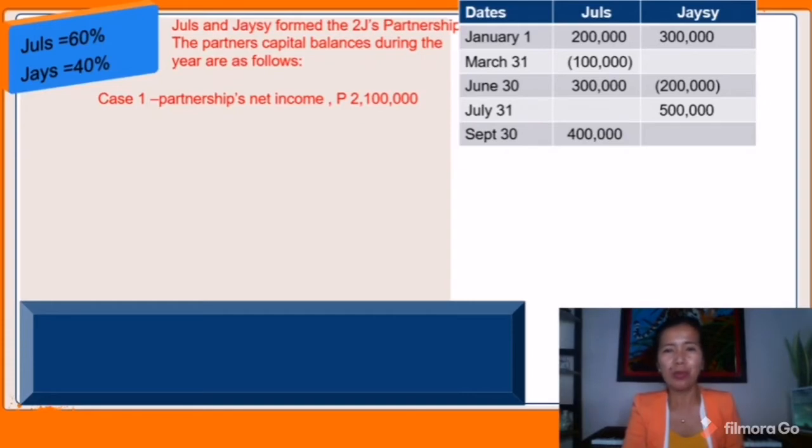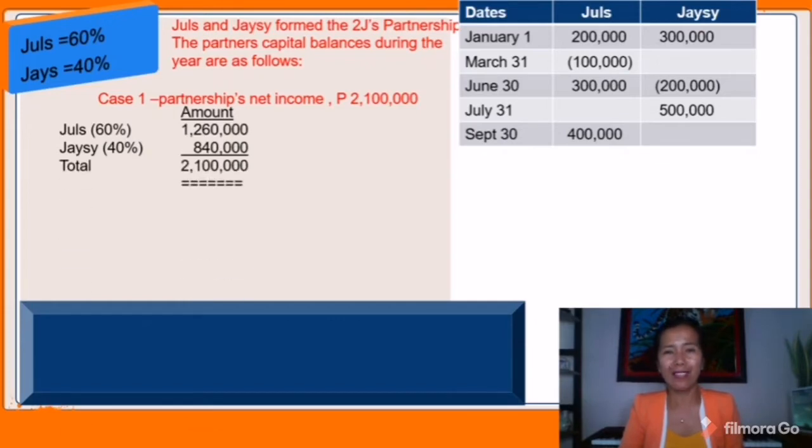Now let's proceed to the next method, with the ratio 60-40, or 6:4. How to answer that one? It's very simple. Let's start with Jules. Since the share of Jules is 60%, that is 60% multiplied by 2,100,000, and the product is 1,260,000. And for JC, that is 40% times 2,100,000, which will give us 840,000, and the total is 2,100,000, the total net income being distributed among the partners.